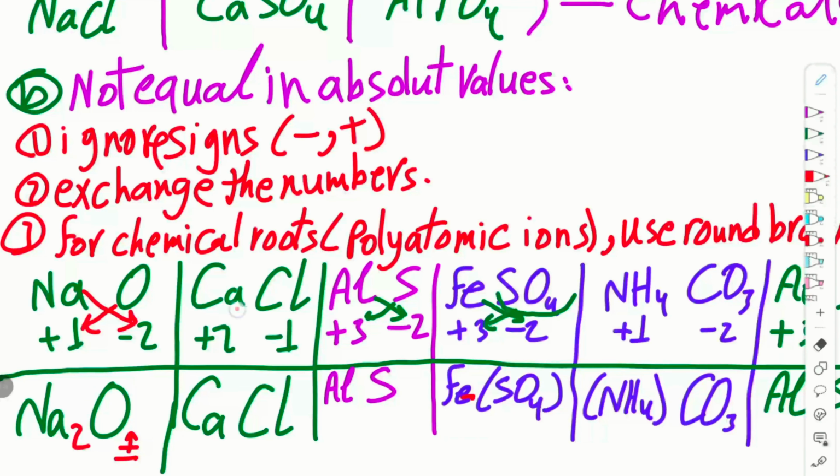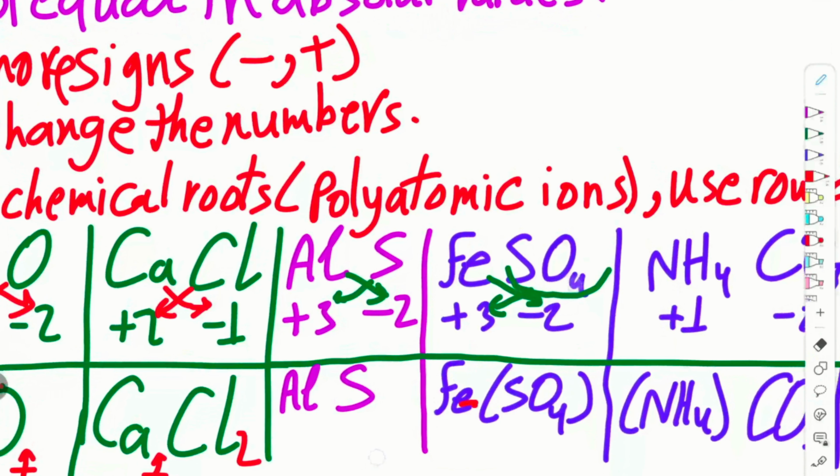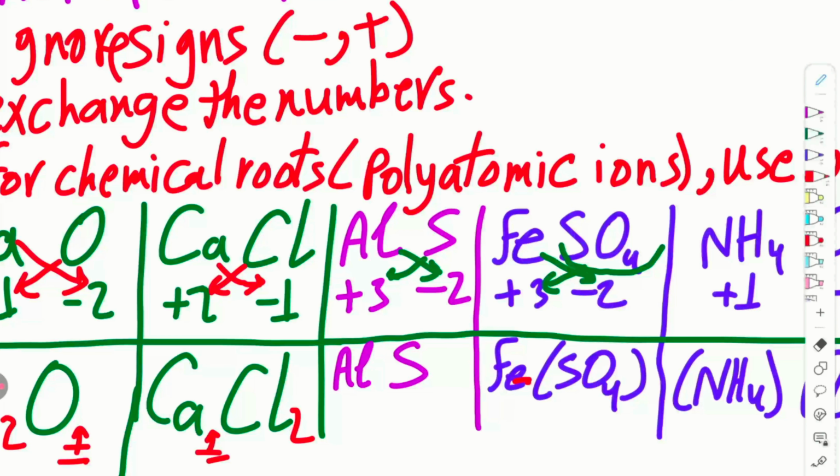Now, my friends, let's carry on here. We have Ca, Cl. Ca is +2, Cl is -1. We exchange them. So the Ca takes 1. Shall I write 1? No, I don't need to. For chlorine, I shall write 2 here. And again, we have Al. This is Al +3 and S -2. We have to exchange them. The Al takes 2 from the S and the S takes 3 from the Al.